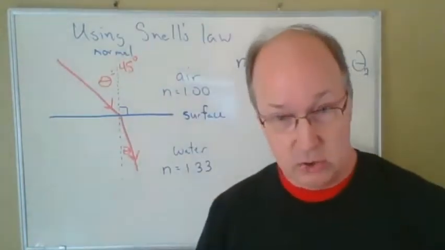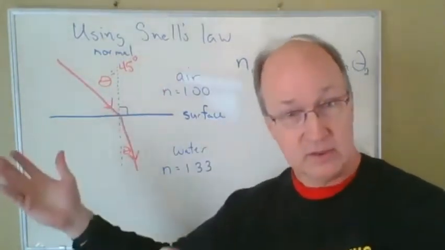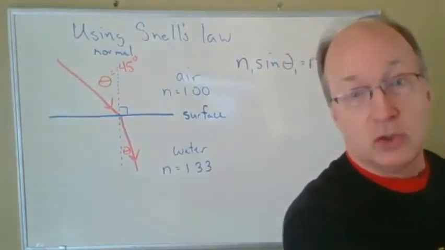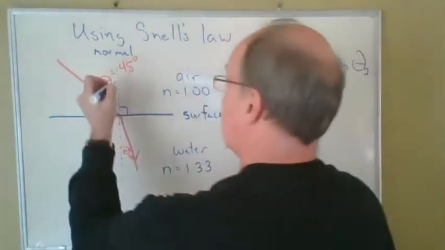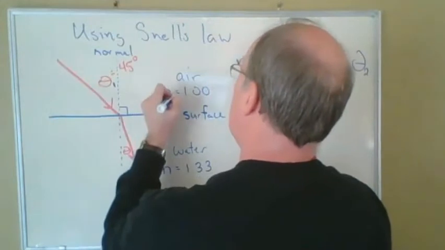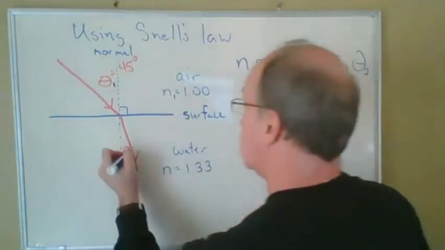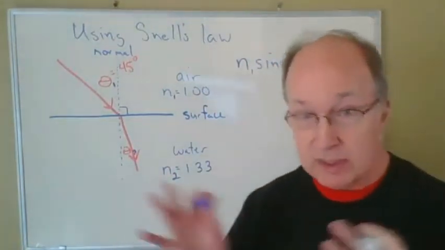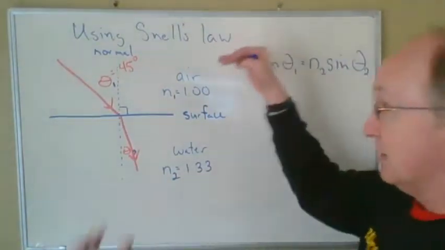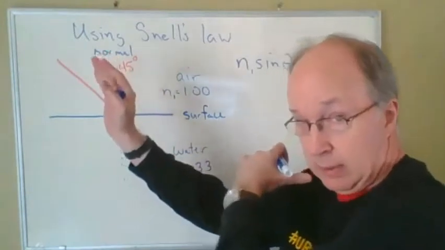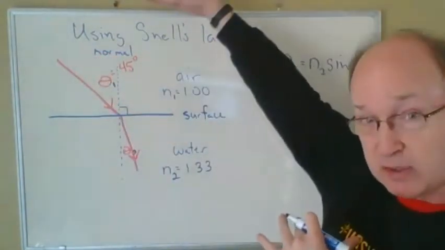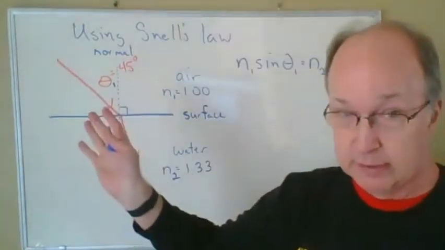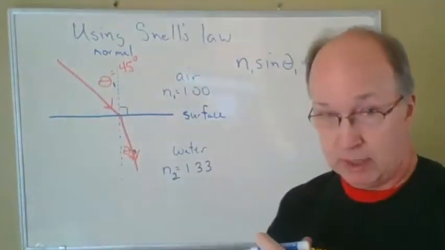What I like to do is to say the 1s are where the light starts and the 2s are where the light goes to. So in this particular example, this would be theta 1 and this would be n1. This would be theta 2 and this would be n2. Okay? It really doesn't matter. What you can't do is mix and match, right? If you decide the 1s are above the surface, great. If you decide the 2s are above the surface, perfect. But you can't switch them around, okay?